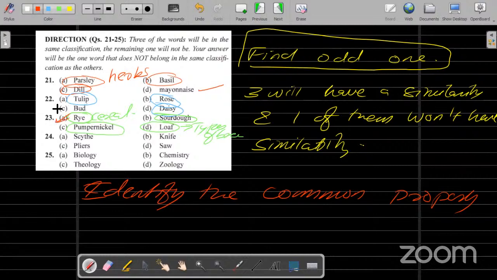Answer to question number 22 is option C. Answer to question number 21 is option B. Sorry, option D. Option D is the answer to question number 21.